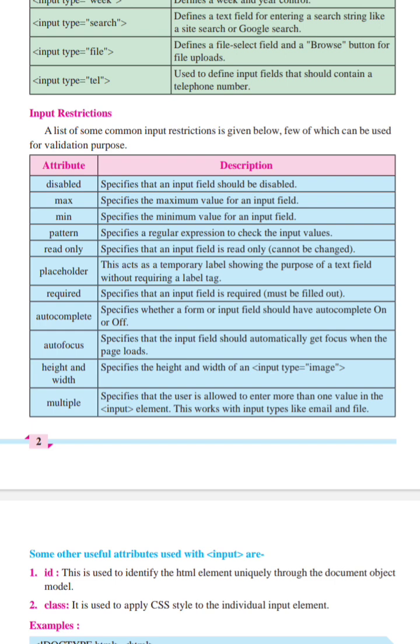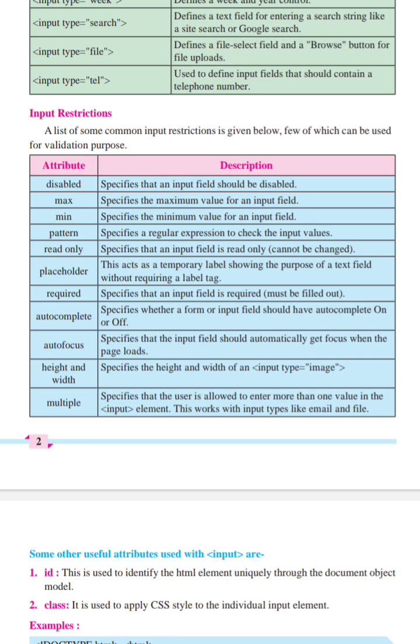Then we have input type equal to file. It is used to upload files. Input type equal to tel is for telephone numbers. It is used to define fields that should contain a telephone number. Now we have seen the input types.